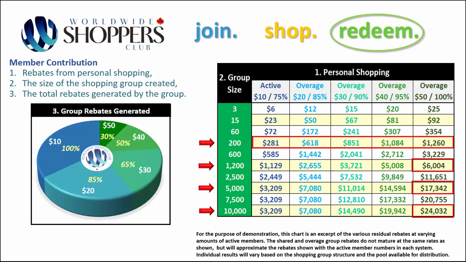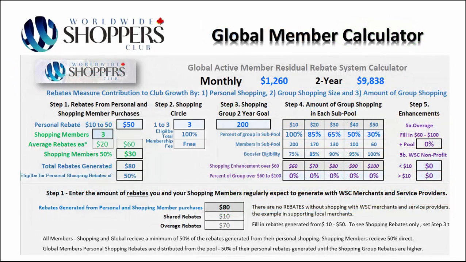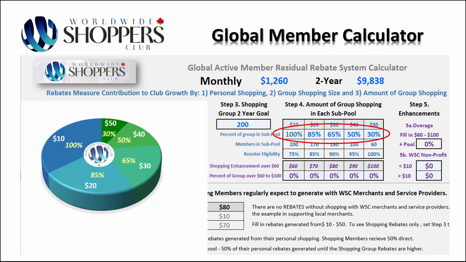Now, if you notice here, we haven't talked about any enhancements. So let's move forward and show you how we can figure out enhancements. First of all, you're going to have access to a global member calculator. So if you look at that circle right here, and I know we're going to go fast, so you may not figure out all the numbers, but just follow along. We're showing that personally this person did $50. They also had 3 shopping members that were each generating about $20 for a total of $60 in rebates. That gave them $30 extra rebates in the pool. So in total, they're contributing $80 overall in personal and shopping member rebate generation. You've got 85, 65, 50, 30, and plus the 100, though it matches that circle on the left.